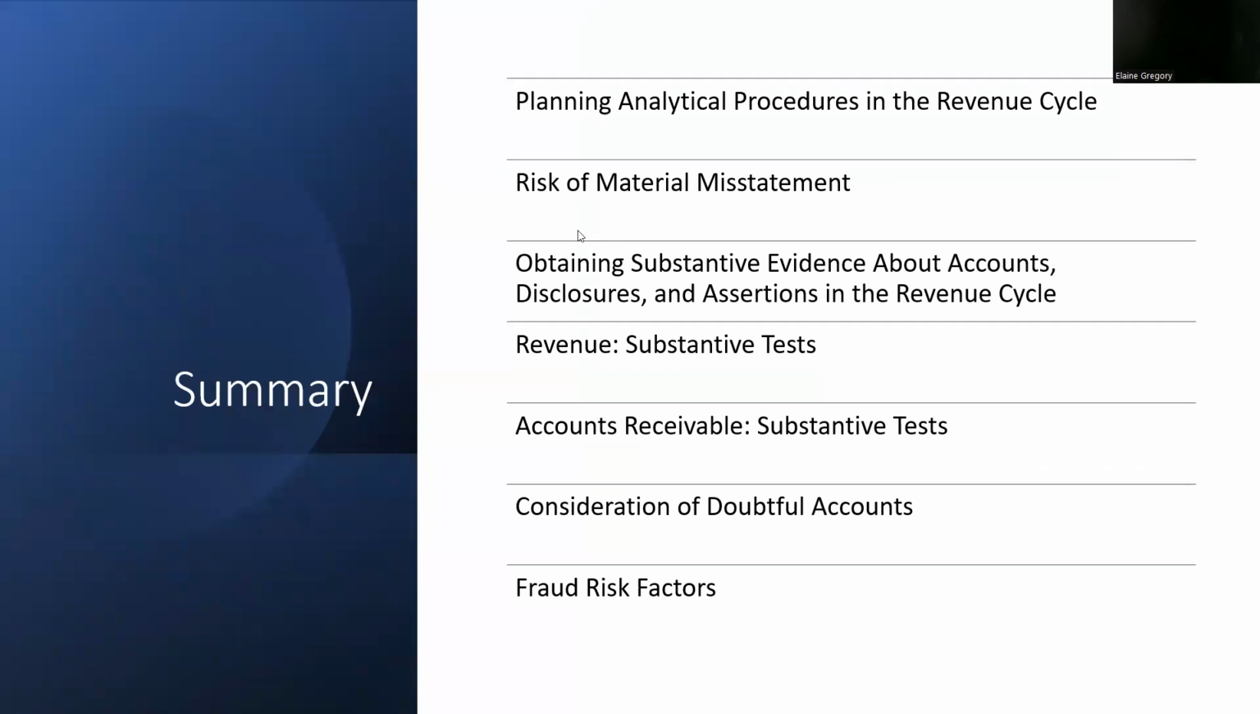So in summary, we talked about the planning procedures in the revenue cycle. We looked at the risk of material misstatement. We looked at how we obtain evidence. We look at both revenue and accounts receivable substantive tests. We consider doubtful accounts as part of our accounts receivable cycle. And we look at some fraud risk factors.